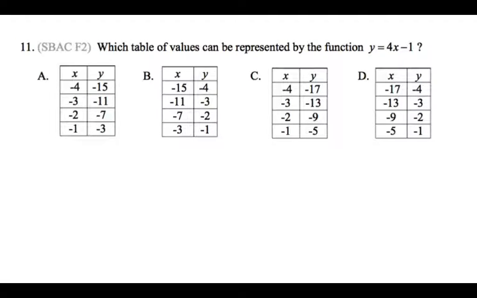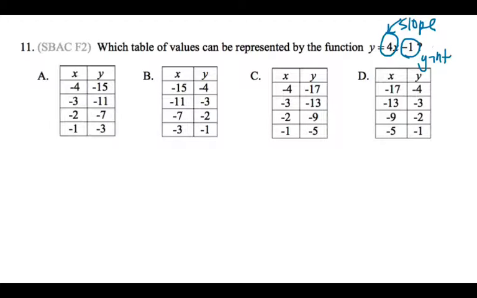Okay, next up. Which table of values can be represented by the function y equals 4x minus 1? Now you could have gone through and substituted points into each and see which ones fit. The problem with that is it will take you way too long to get through each of these options if you're just substituting. What you can do is say, all right, I need to find the set of numbers that has the same slope of 4 and has a y-intercept of -1.